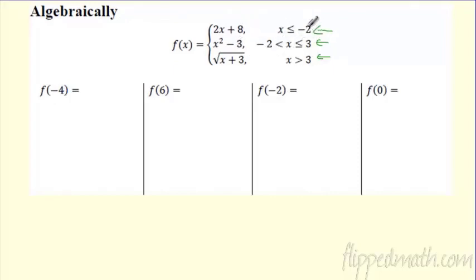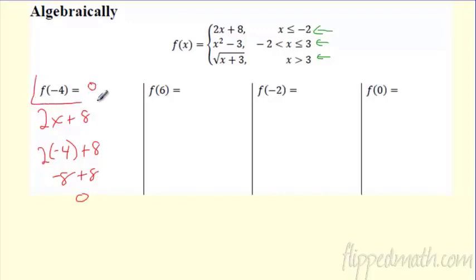The top, the middle, or the bottom? Well, -4 is when x is less than or equal to -2, so it falls into the top. So it falls into that 2x plus 8 function, the top one, and then you're just going to plug in -4. What comes out if you plug -4 in for x? 2 times -4 is -8 plus 8, and that is 0. So the f of -4 is actually 0.